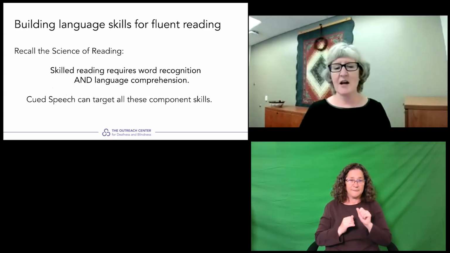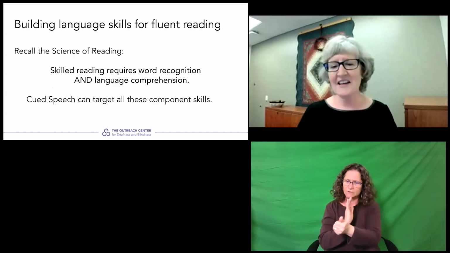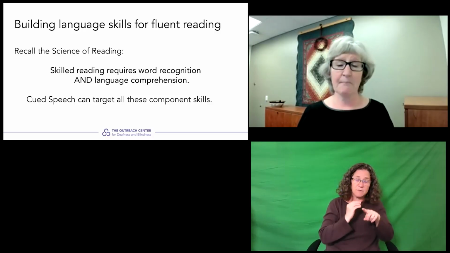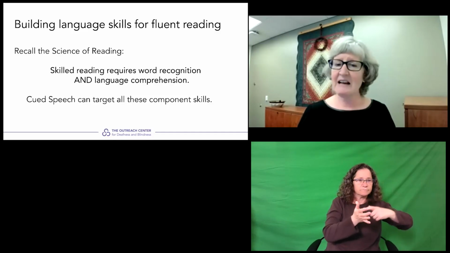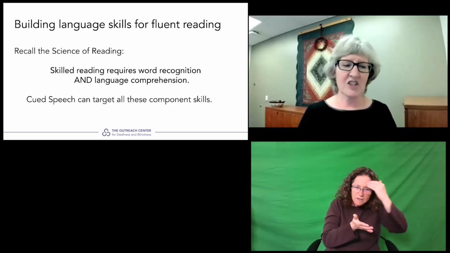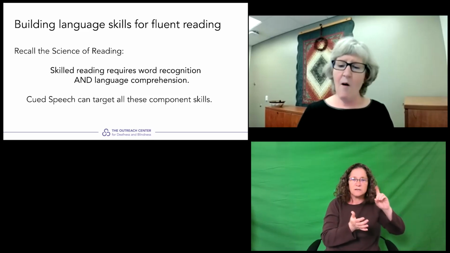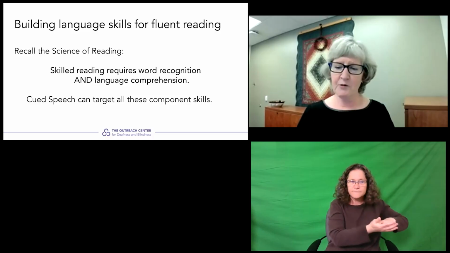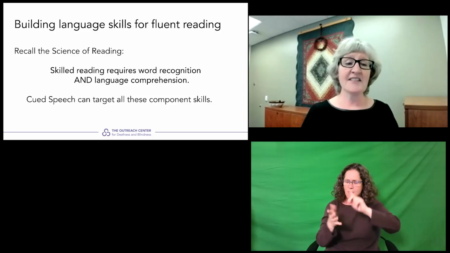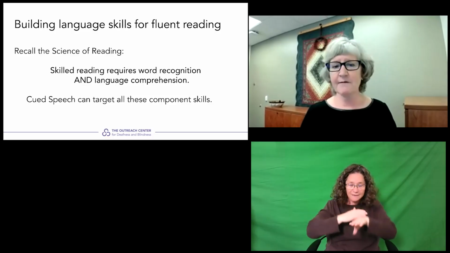So as we come to the end, we're thinking about building language skills for fluent reading. So recall the science of reading that we talked about. We thought about language comprehension, including background knowledge, vocabulary, language structure, verbal reasoning, and literacy knowledge, and word recognition, phonemic awareness, decoding, and sight recognition. All of these skills are necessary for fluent reading. Cued speech can target all of these component skills, and it provides us a great tool for visual access to support the development of skilled and fluent readers.